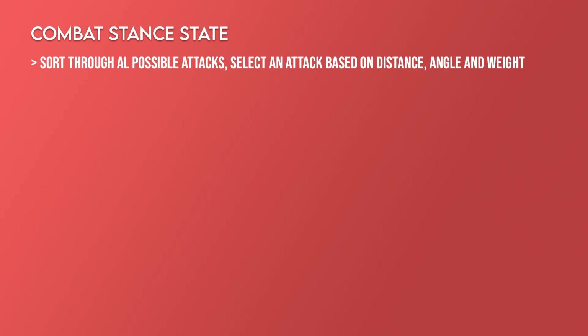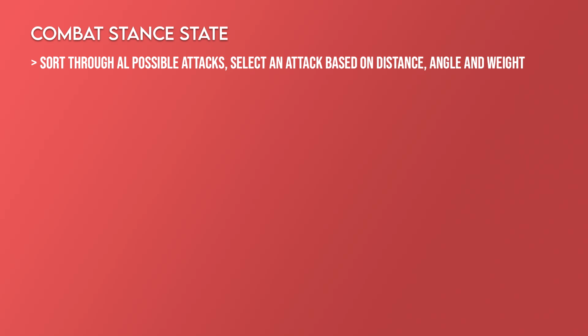Alright, so what is the combat stance state? The combat stance state is the state we switch to when we're within combat distance of our current target, and here it's where the AI decides what action it's going to take. So, we want to sort through all possible attacks and select an attack based on distance, angle, and weight. What does this mean? Well, we have a bunch of attacks we can perform, but there's only a certain set of those attacks we can do in each specific instance.